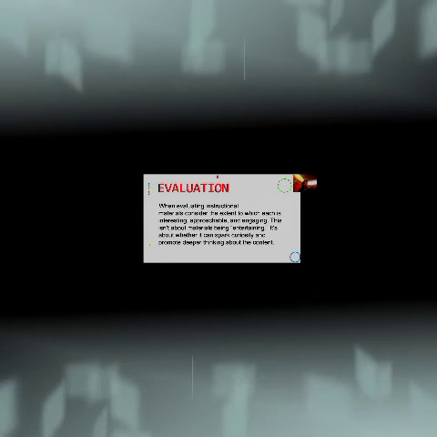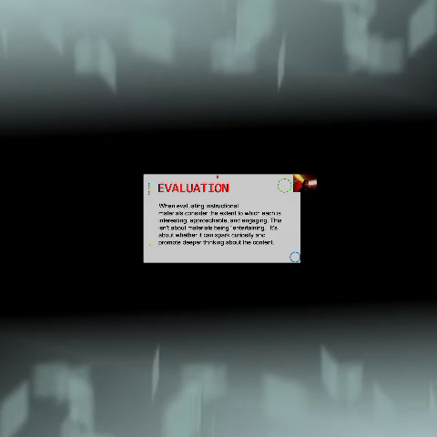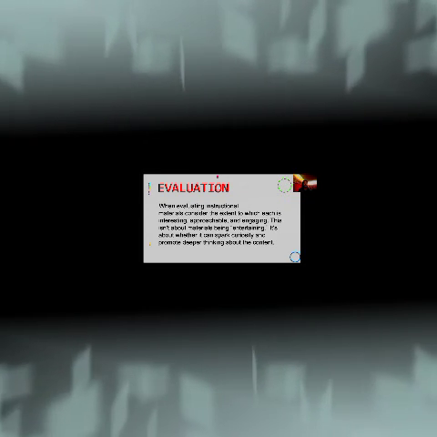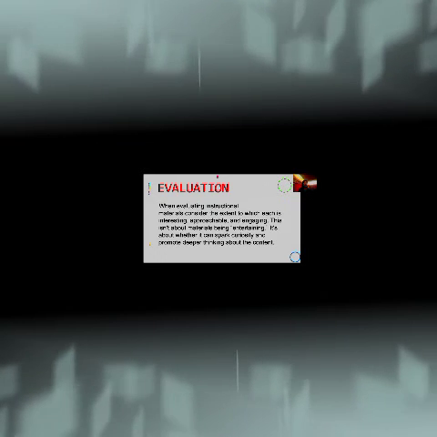Evaluation. When evaluating instructional materials, consider the extent to which each is interesting, approachable, and engaging. This isn't about materials being entertaining. It's about whether they can spark curiosity and promote deeper thinking about the content. Let's proceed to the content of the evaluation.